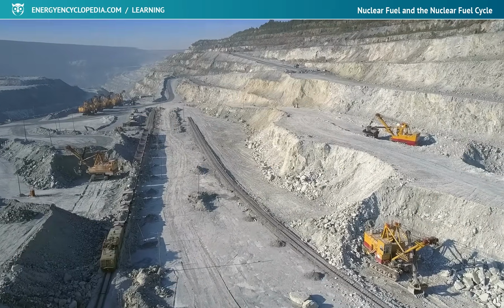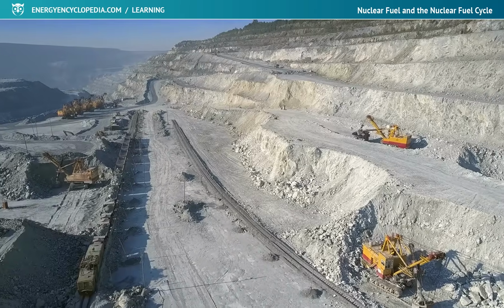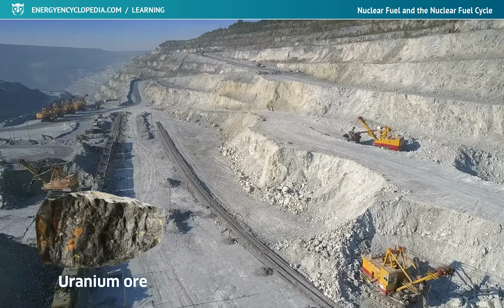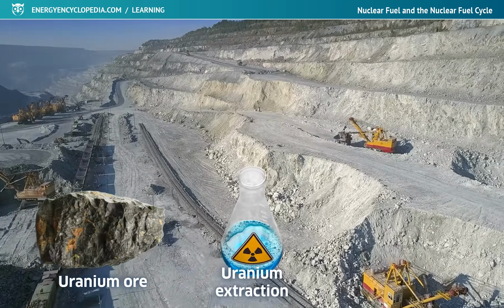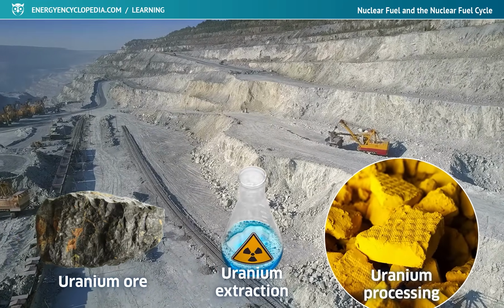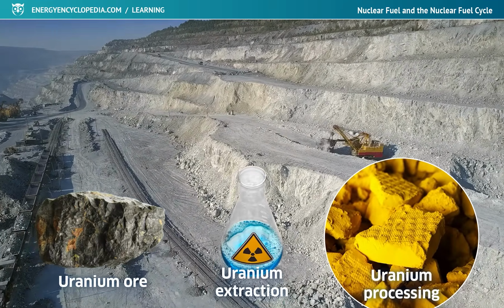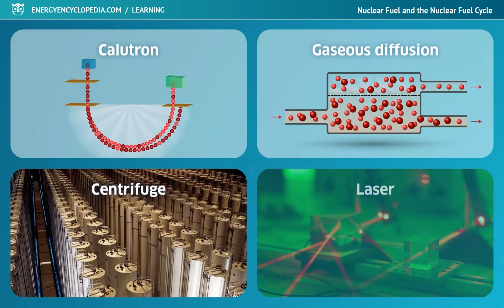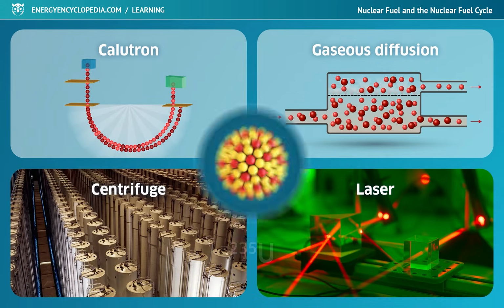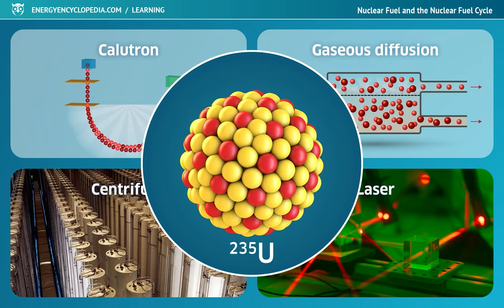The life cycle of fuel for nuclear fission reactors begins with the mining of uranium ore, the chemical extraction of uranium, and its initial processing. For the fuel of most power reactors, its enrichment follows. In other words, an increase in the proportion of the fissile isotope uranium-235.